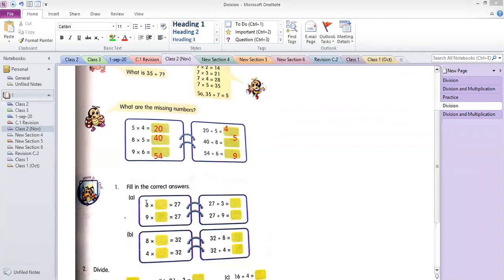Very good, because 3 multiplied by 9 equals 27. So if you divide 27 by 3, the answer will be 9. Because 9 multiplied by 3 equals 27, if you divide 27 by 9, the answer will be the same, 3. So in both boxes, the answer will be the same, because 3 multiplied by any number will give you 27. That means you are dividing 27 by 3. Okay, very good, Sharif.